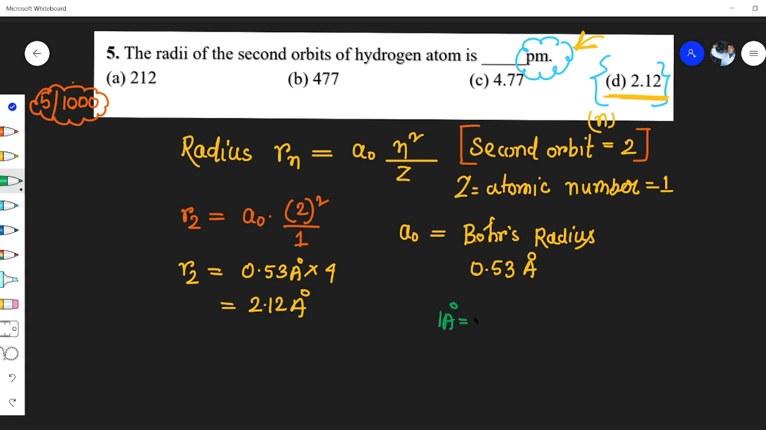Always remember, 1 angstrom is equal to 10 to the power minus 10 meter. A lot of students make this mistake. They take 10 to the power minus 8 meter. That is wrong, okay? 10 to the power minus 10 meter. At the same time, 1 picometer is 10 to the power minus 12 meter. So if you see the relationship between 1 angstrom and 1 picometer, 1 angstrom is equal to 100 picometer, right? So you multiply by 100 to get picometer from angstrom. So finally this will be equal to 212 picometer.